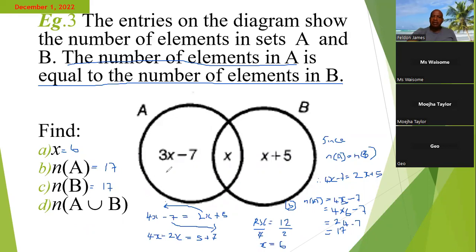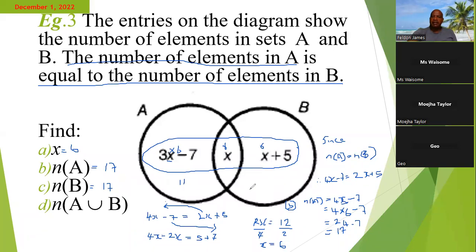To get the union, all of this here is a union. So if you add up all of this, you get the union. So to work this out, you could replace these x's with 6. So this becomes 3 times 6. This becomes 6. This becomes 6. All right, so you do the calculation. 3 6's give you what? 18 minus 7 give you what?